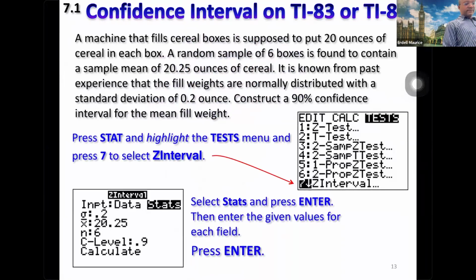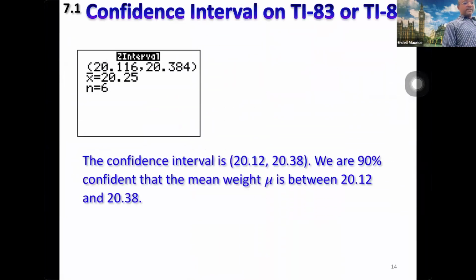Plug those numbers in, press enter, and that gives us our confidence interval between 20.12 and 20.38. We are 90% confident that the mean weight of cereal that the machine is releasing is between 20.12 and 20.38. Questions there?